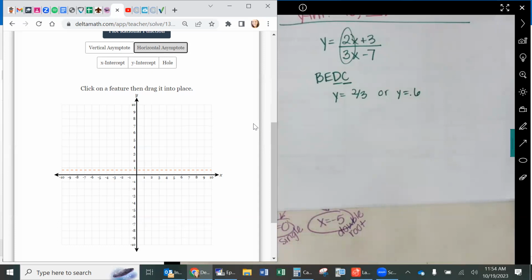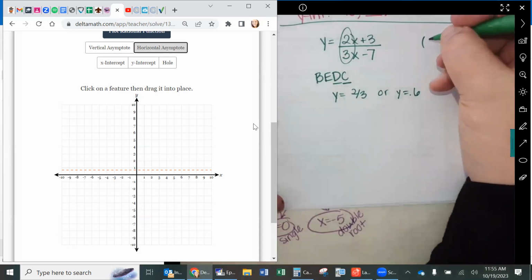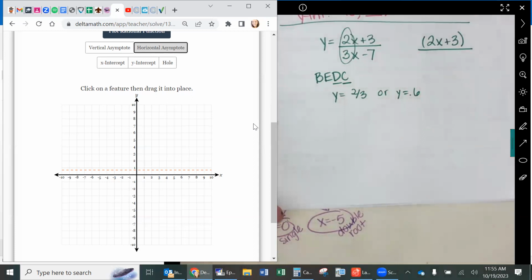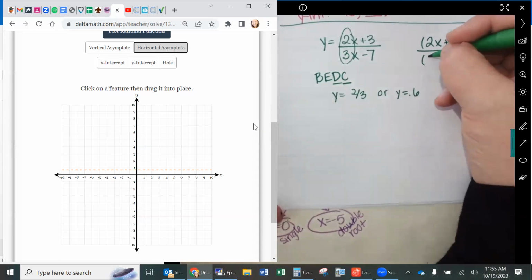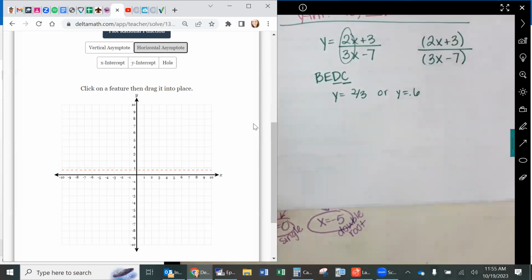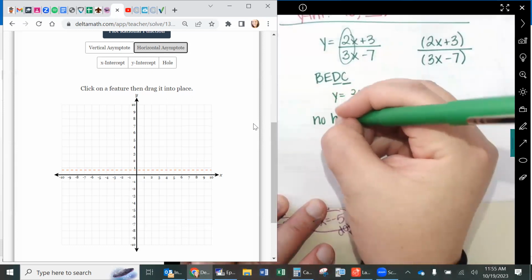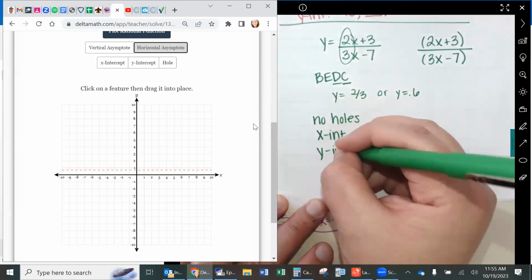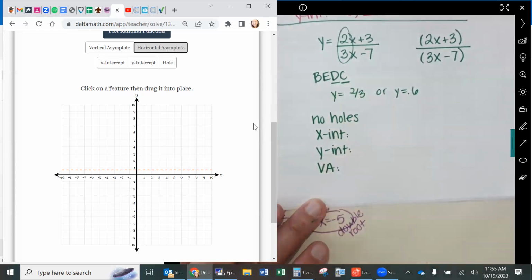Everything else you have to factor. But look at your equation. What can I factor on the top? Anything? No. 2x plus 3 doesn't have anything in common. What about 3x minus 7? Same thing. So those are both done. Okay, if you get something that won't factor, that's okay. That just means nothing's gonna cancel. Which means what feature am I not gonna have for this one? So I'm gonna put no holes. Okay, x-intercept, y-intercept, vertical asymptote.